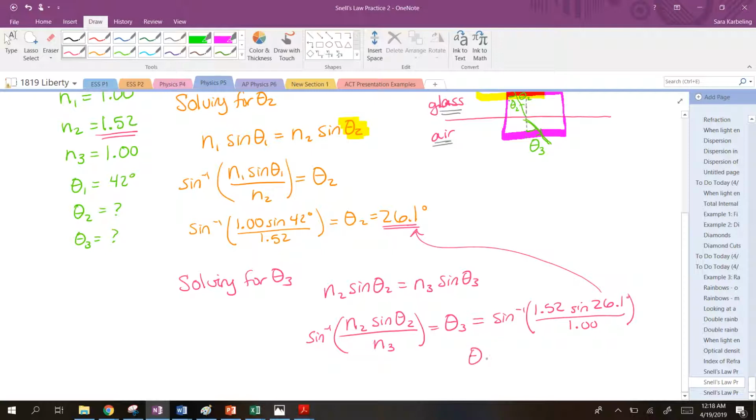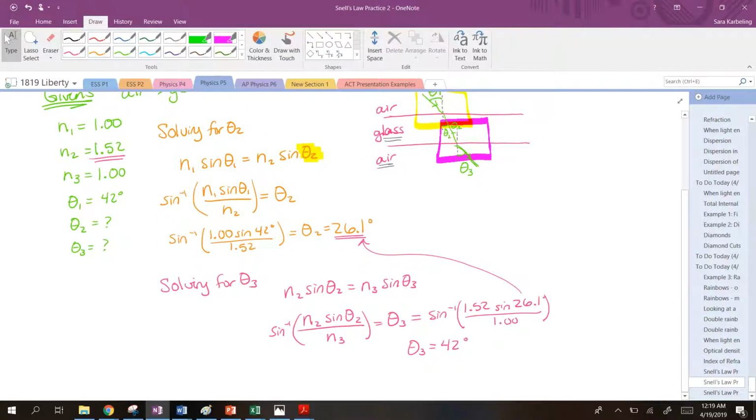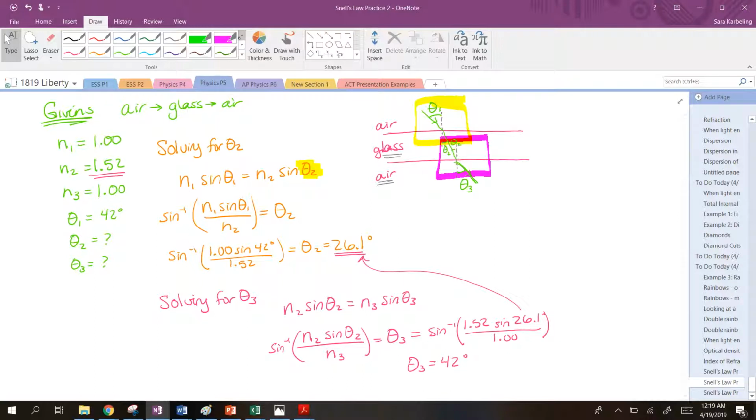So when you plug that into your calculator, again, making sure you're in degrees, making sure that you're doing the inverse sine first and then the sine second, you will find, oh my goodness, that the angle is 42 degrees. Now, the lovely and interesting thing there is that it's 42 degrees when it's going in, and it's 42 degrees when it comes out. That means that the light that comes in and the light that comes out are parallel.